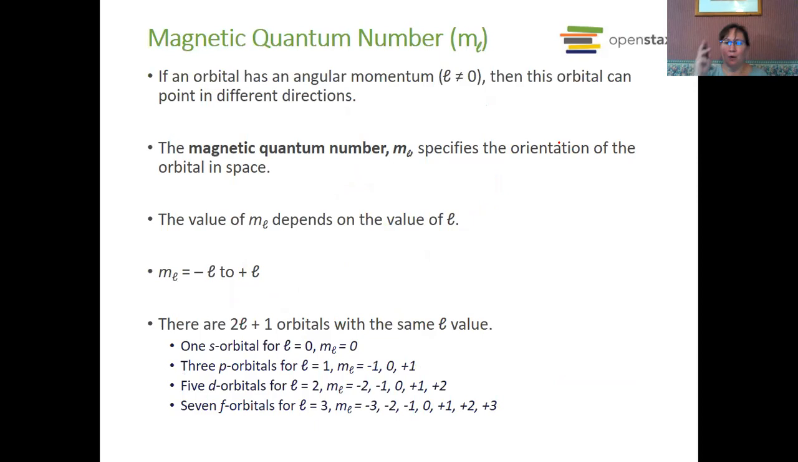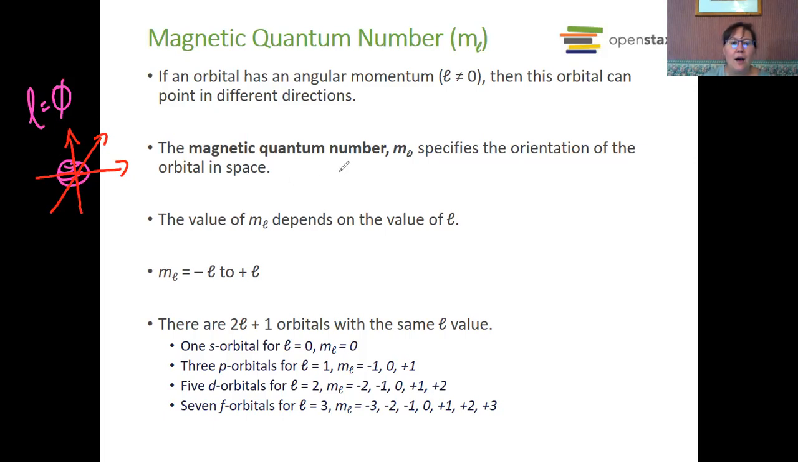Okay, now we're brought to our third quantum number, and that is the magnetic quantum number, m sub L. Okay, and if an orbital has an angular momentum L not equal to 0, then this orbital can point in different directions. So what do we mean by that? Well, if you have L equal to 0, remember that when L is equal to 0, we have a sphere, right? Now, no matter how you draw a coordinate plane through your sphere, a 3-dimensional coordinate plane, it's going to look the same. If you take a ball and move it around in space, it's always going to look exactly the same.